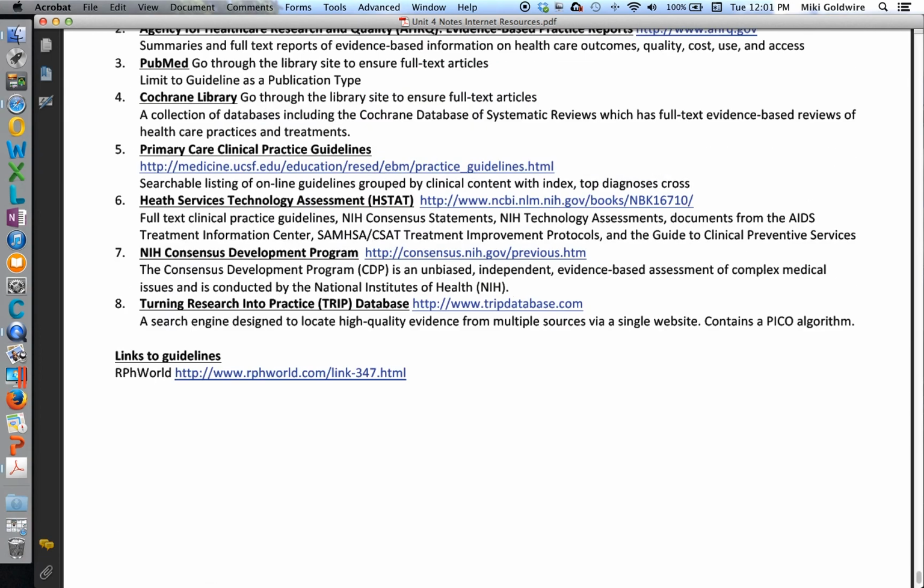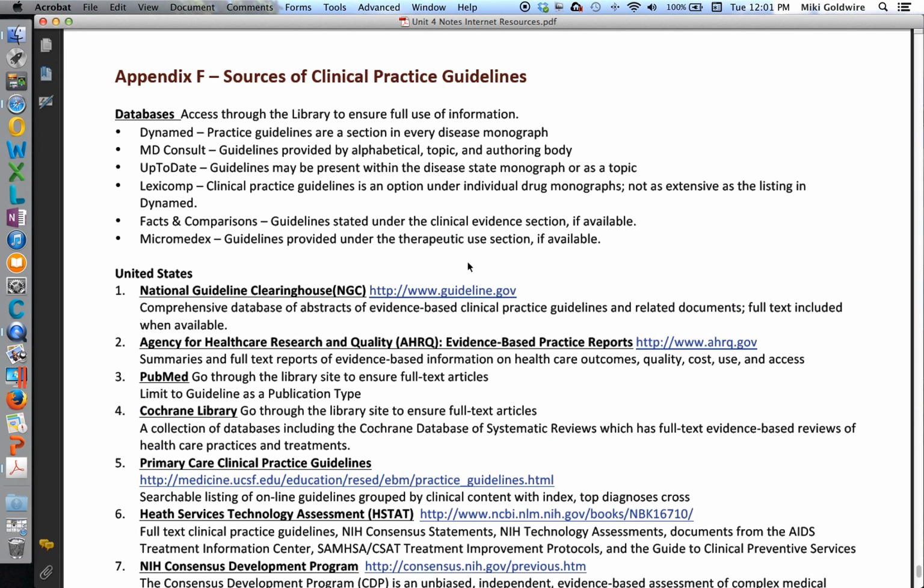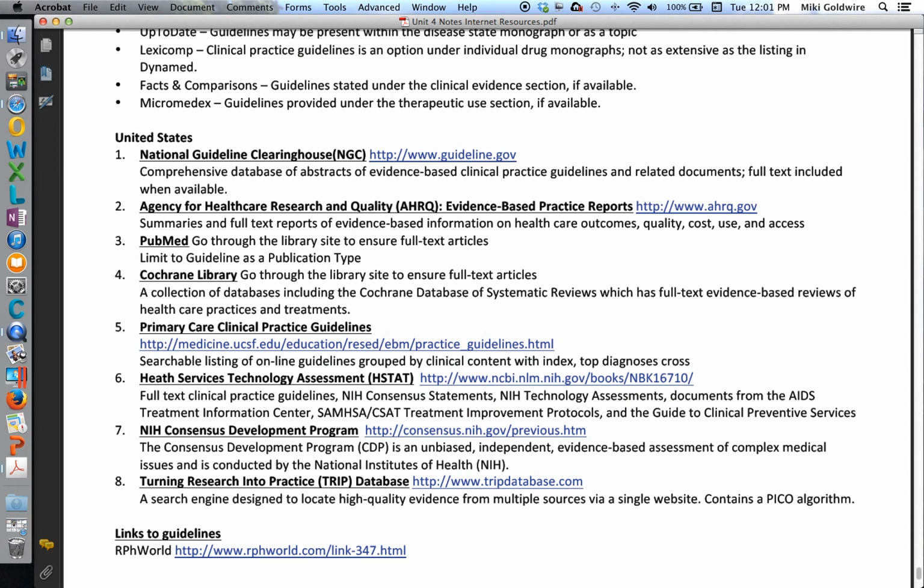And then Appendix F here are sources of clinical practice guidelines. So again, I like to use DynaMed and MD Consult. I will go to Facts and Comparisons and Lexicomp once in a while, and UpToDate and Micromedex. And then I do use National Guideline Clearinghouse when I need to and I can't find it in MD Consult or in DynaMed.